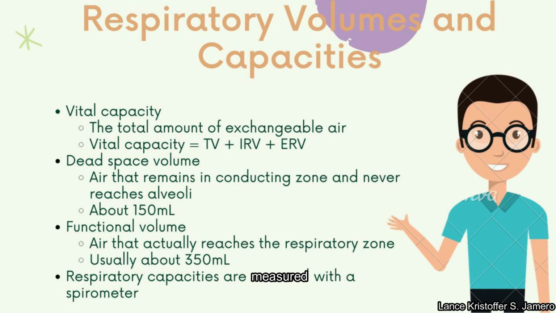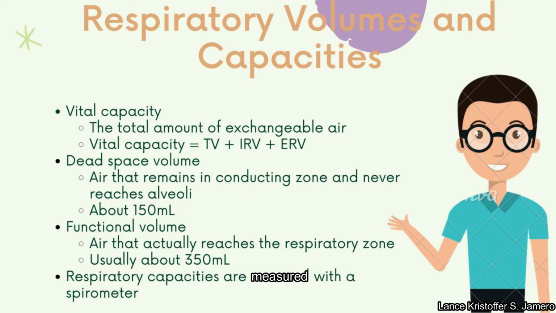Next up, we have vital capacity. It is the total amount of exchangeable air. To get this, we sum the tidal volume, the inspiratory reserve volume, and the expiratory reserve volume. Next is the dead space volume. It is the air that remains in the conducting zone and never reaches the alveoli. It is only about 150 milliliters.